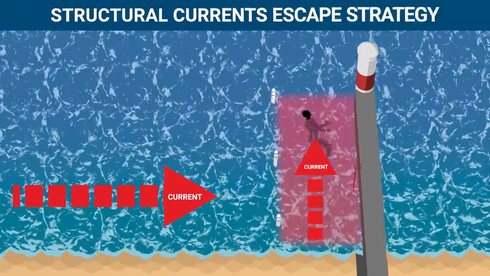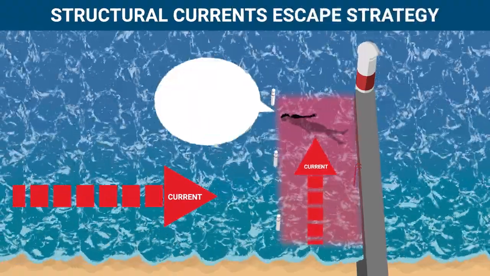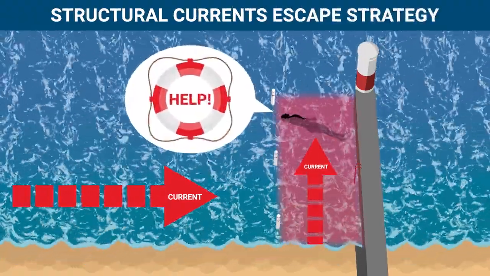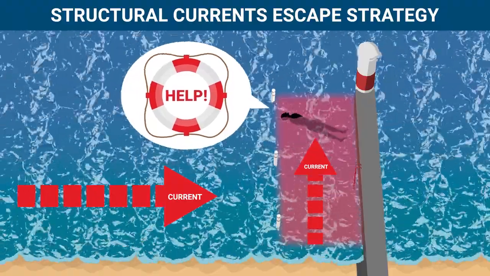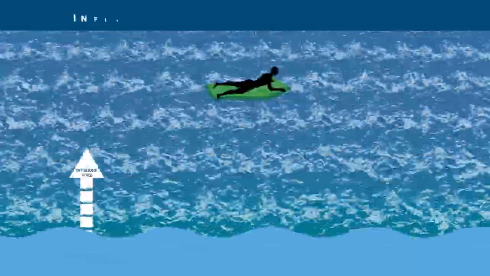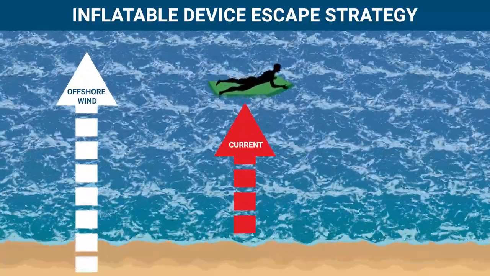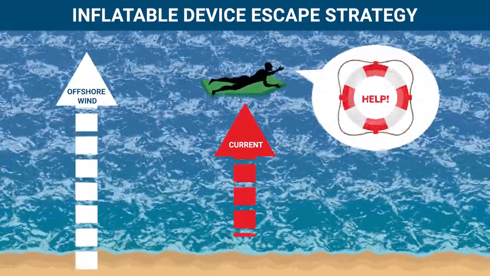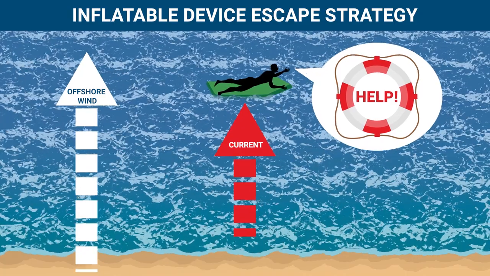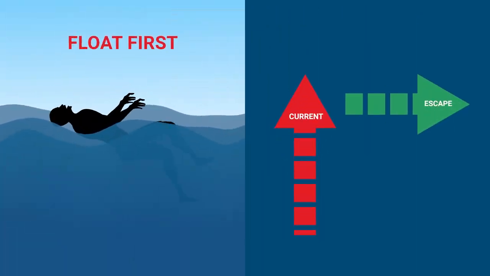If you are in a structural current, float and try to signal someone on the structure to throw you a life ring or something that floats. If you are on an inflatable device in an offshore wind, always stay with the flotation device and try to signal for help. Float first.